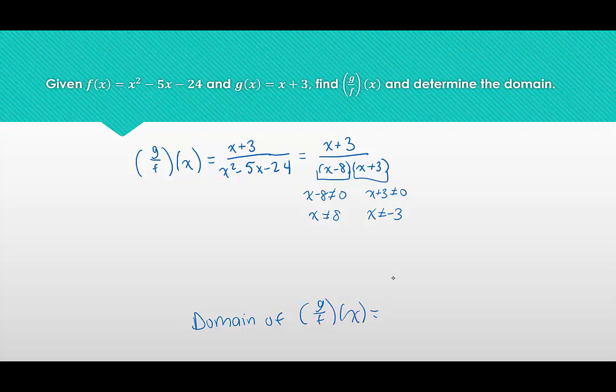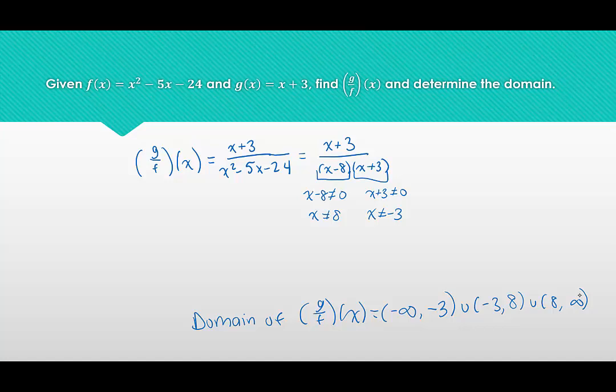Okay, so it's going to be all real numbers until we get to negative 3. So we're going to say negative infinity to negative 3. And then we can pick it right back up as soon as we get past negative 3. Oh, we have another blip at 8. And then it's going to go from 8 to infinity. So we're just taking those two real numbers out. Otherwise, everything else is fair game.